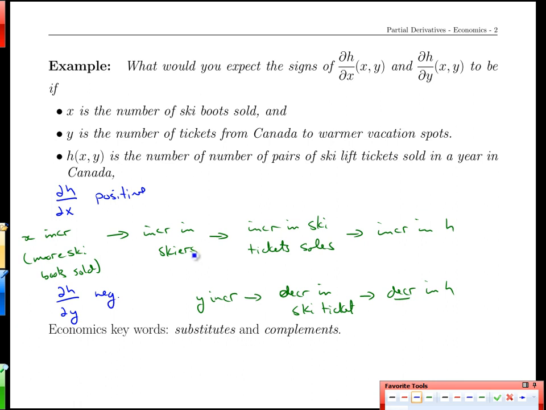And if you're looking for the economic theory terms that go with this, we would call the idea of being able to ski or being able to go somewhere warm substitutes for one another. They're both entertainment and they'd both be spent out of the same budget in most families. Whereas the ski boots and the ticket sales would be complements for one another. It makes no sense to buy one without the other. And so if one type of sale goes up, the other will typically increase as well. So there's some nice economic theory that goes into this description of these partial derivatives.